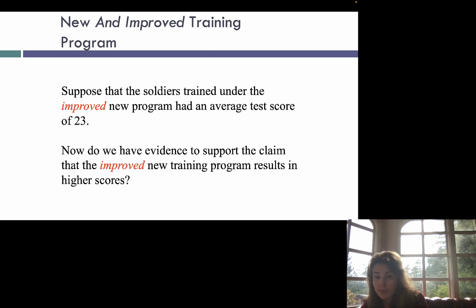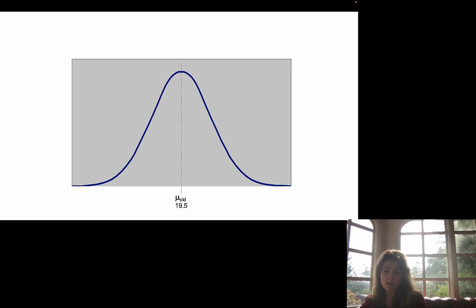Suppose there's a new and improved training program. Under our new and improved training program, we see an average test score of 23. Now do we think that there's evidence, right? You're winning by a little bit more here, right? So our new and improved training program, way out at 23, there's only a 0.8% chance that it's really part of that old statistical distribution.